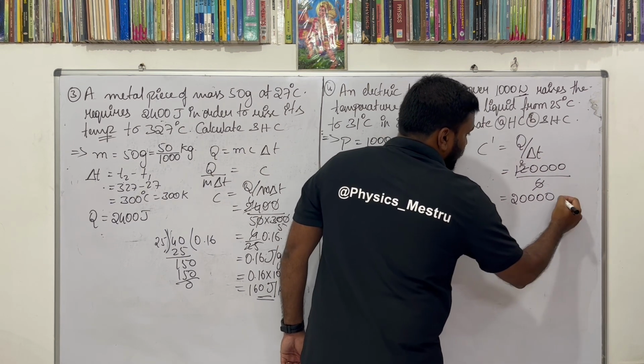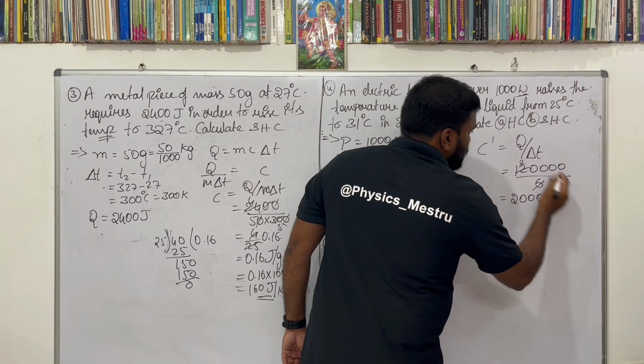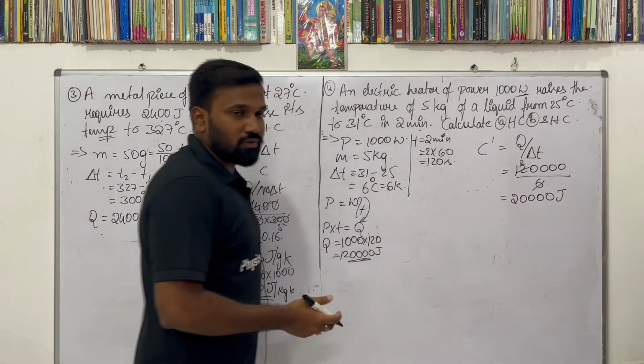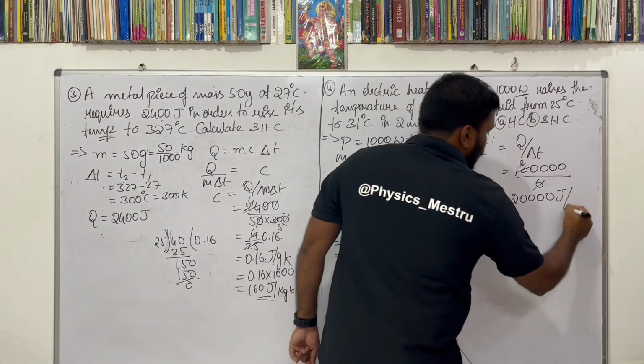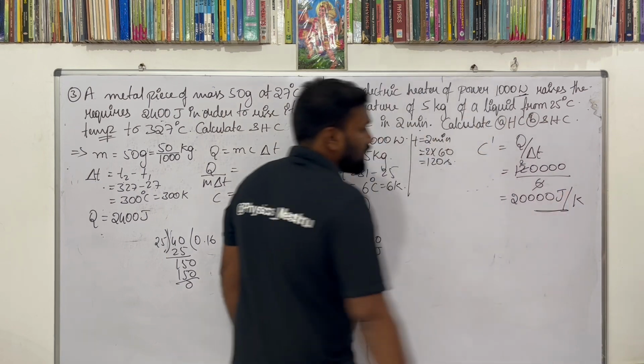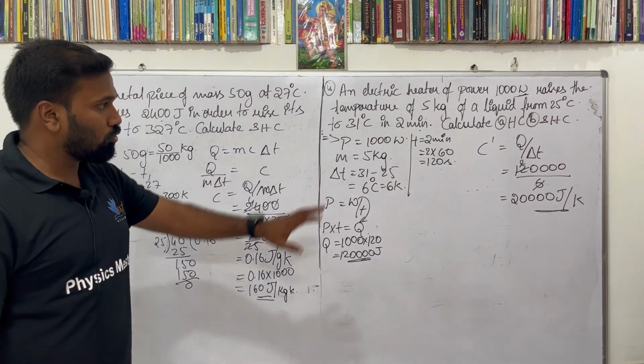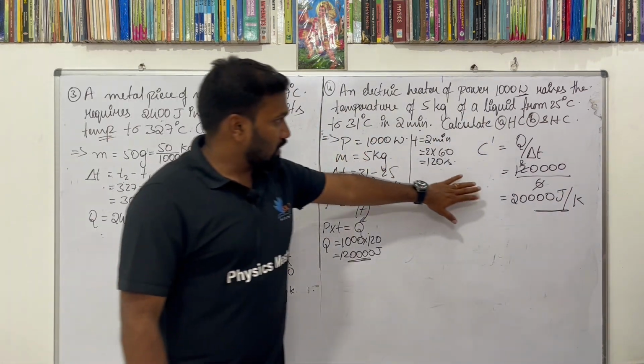Okay, so here only we can write 20,000 joules. Why? Because heat in terms of joules we have taken and temperature in terms of Kelvin. 20,000 joules per Kelvin. Okay, fine. I hope you understood this heat capacity.